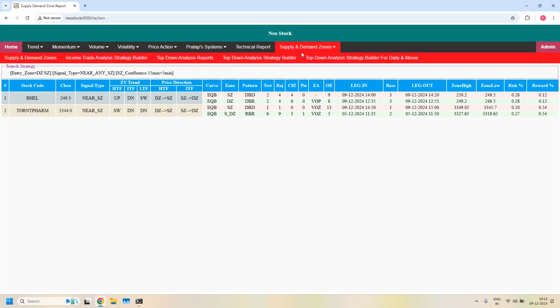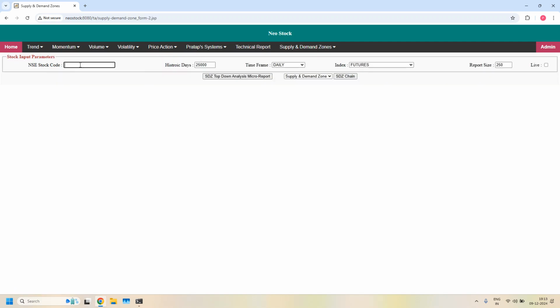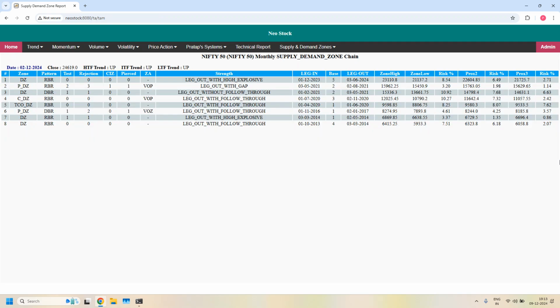Next, we will identify NIFTY and BANKNIFTY supply demand zone chain, starting with NIFTY. Nifty 50 monthly time frame, generating monthly supply demand zone chain for NIFTY. So in this supply demand zone chain, always look into the zone column to find high liquidity zone. Look into the pierced column to find the pierced zones. They are not valid for trading purpose. And always look into the LTF trend to find the trend of the current time frame you have selected. Follow these rules for the remaining supply demand zone chain reports.